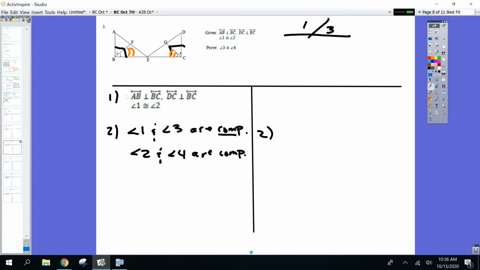Basically, what do you know about this word right here, complementary? The angles add to 90. There you go. Okay? 1 and 3 add to 90, 2 and 4. You could say complementary angles add to 90. Complementary angles form right angles. Okay? Tell me something you know what complementary means.